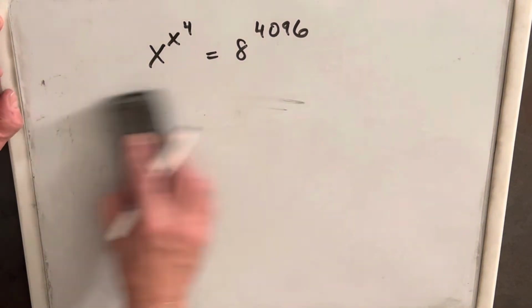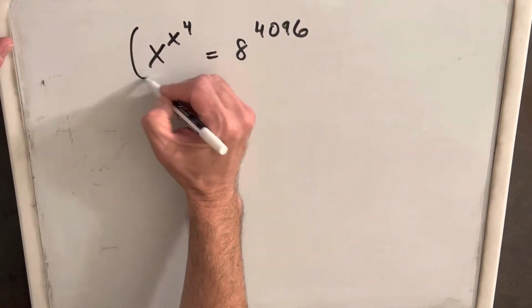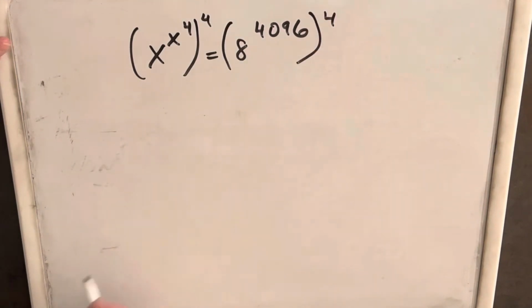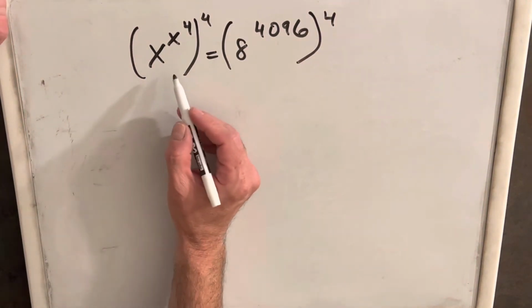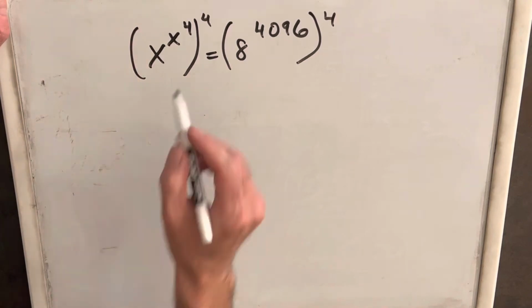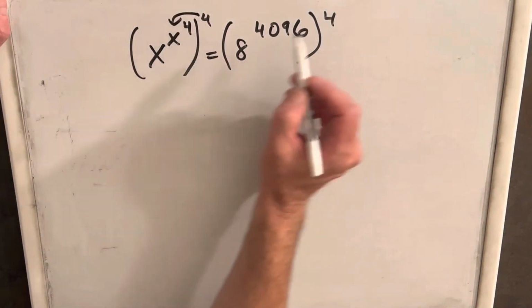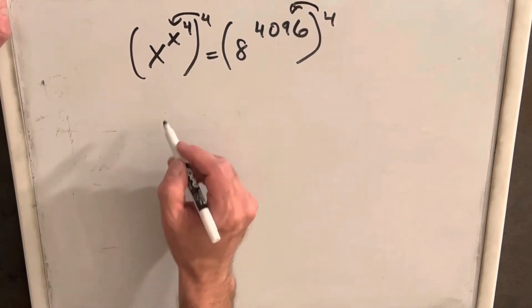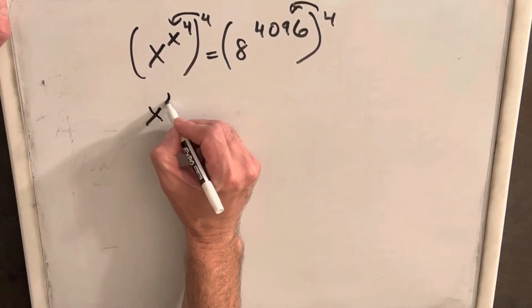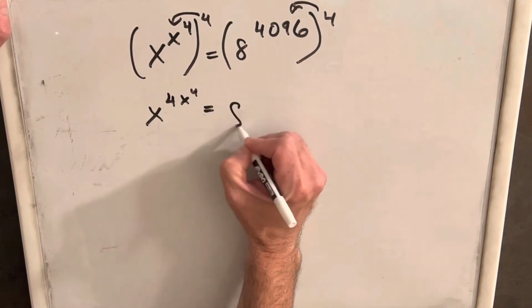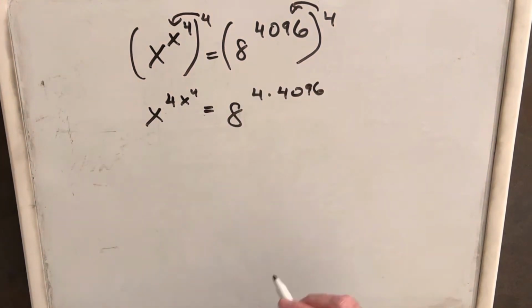So start by raising each expression to the fourth. Now, by doing that, by exponent rules, we can just multiply that to the inside. So we'll end up with x times 4, x to the fourth, equals 8.